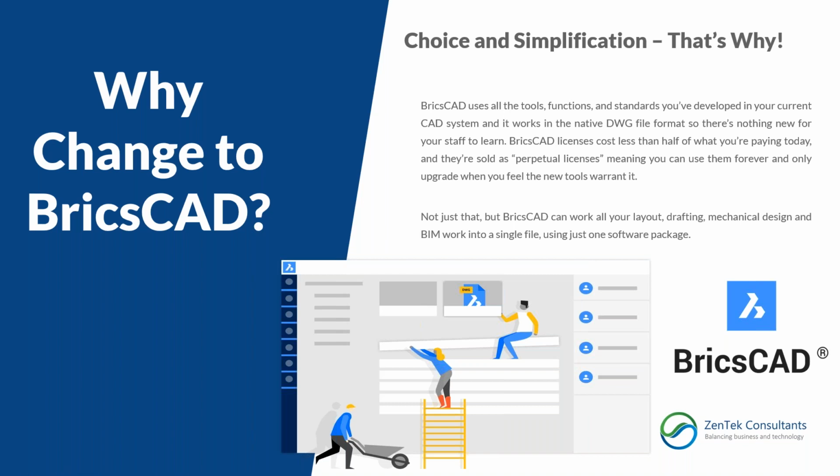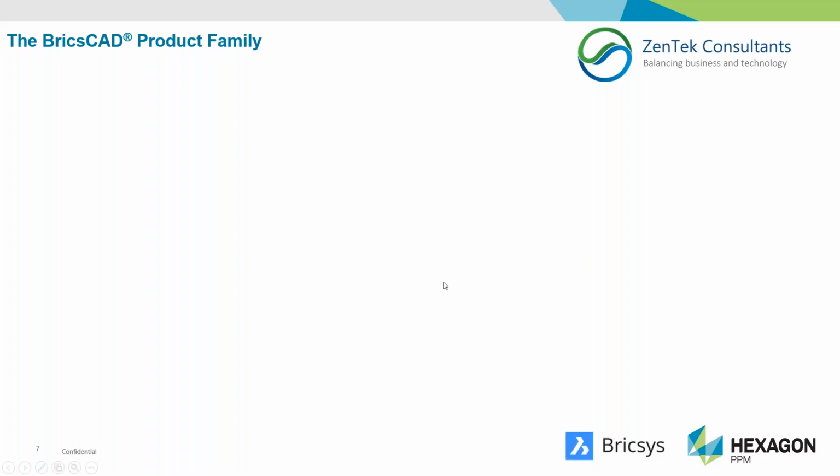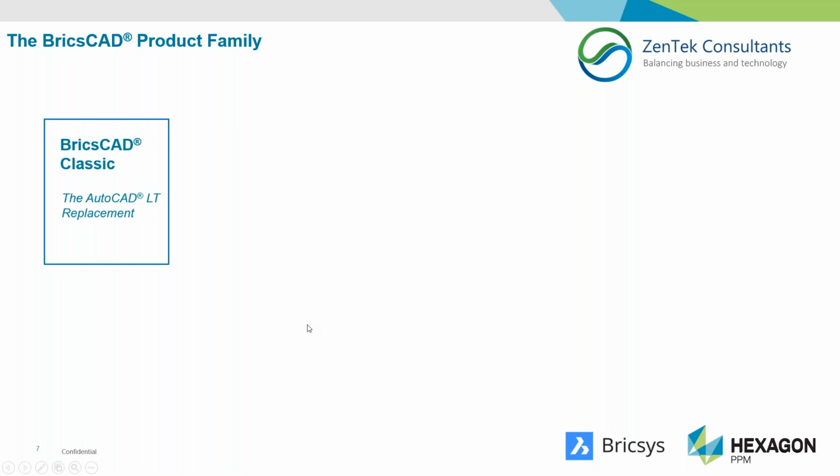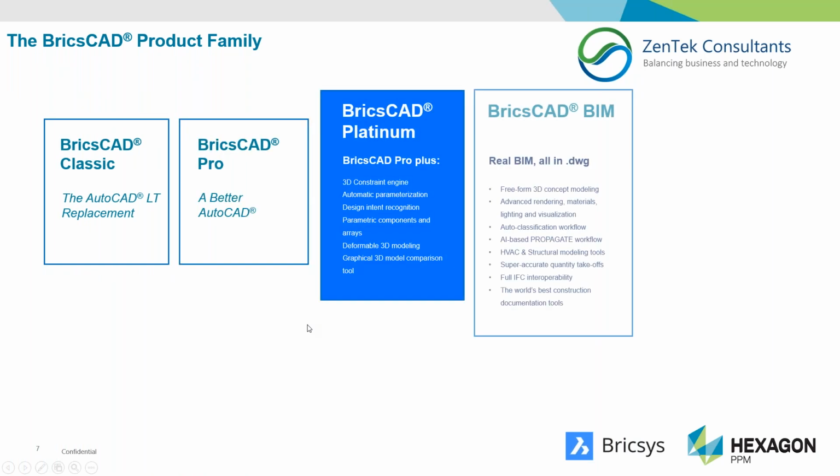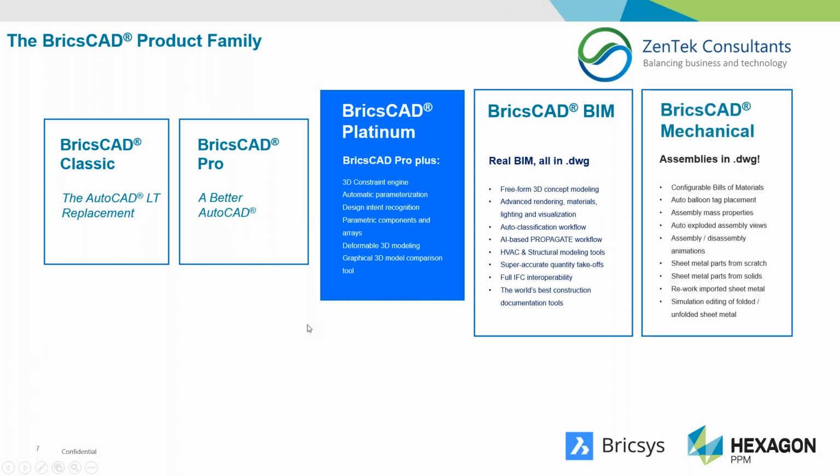And the other benefit is that BricsCAD comes in a series. You get BricsCAD Classic, Pro, Platinum, BIM, and Mechanical. They're different modules that you can buy, and you only have to purchase the one you want. And the great thing about this is that BricsCAD gives you choices. You are not tied to an annual recurring model that you have to pay. It doesn't force you to upgrade.